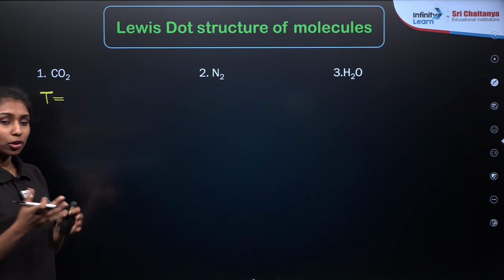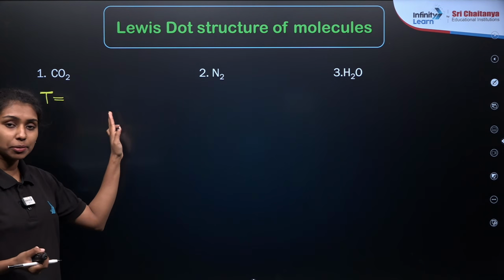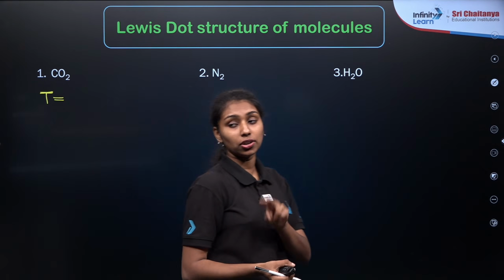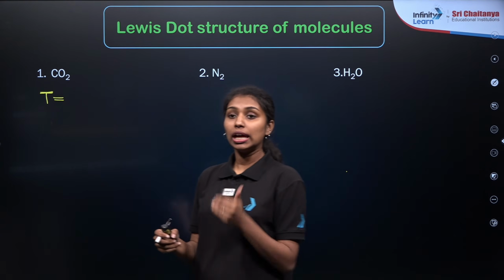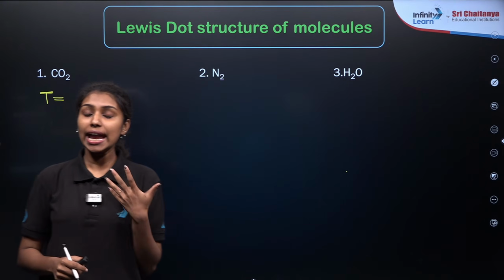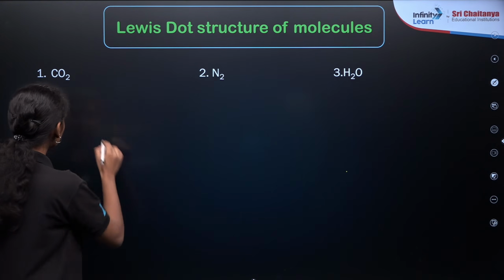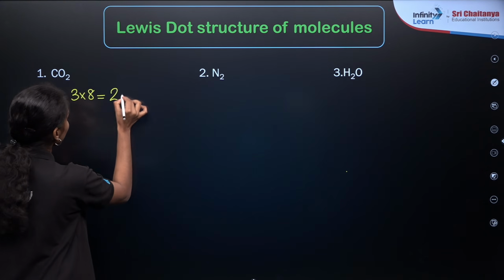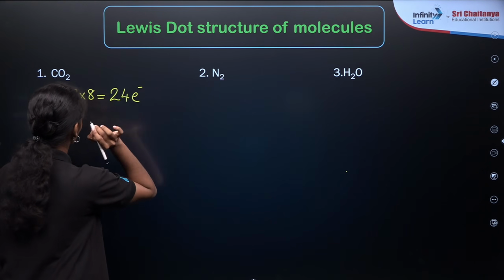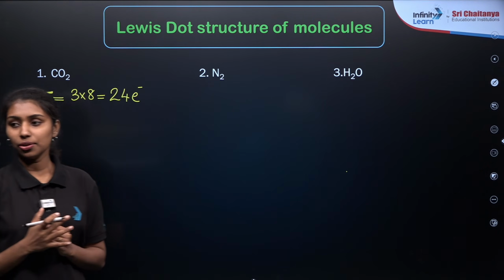So what is the total number of atoms present here? In the case of the carbon dioxide molecule, 1 carbon plus 2 oxygen atoms. Total 3 atoms are present. Now I am assuming they will contain 8 electrons in their valence shell. So it will be 3 into 8, that is equal to 24 total valence electrons in the molecule. Is there any doubt?